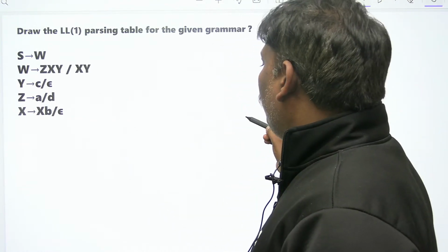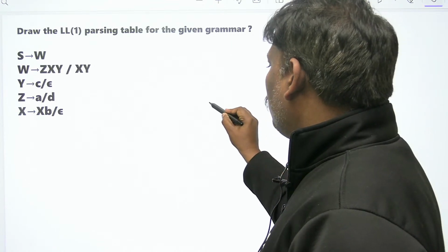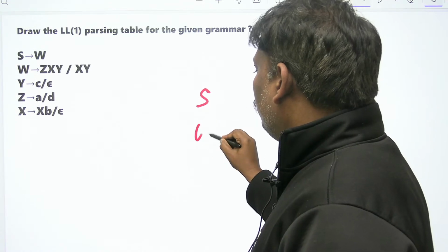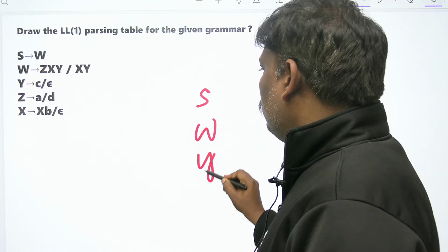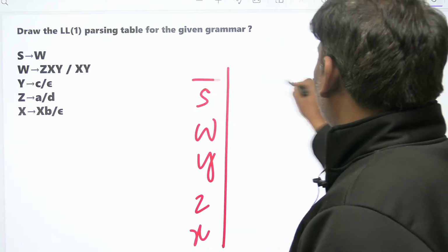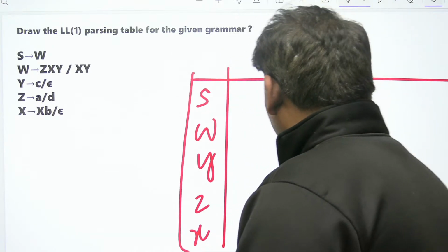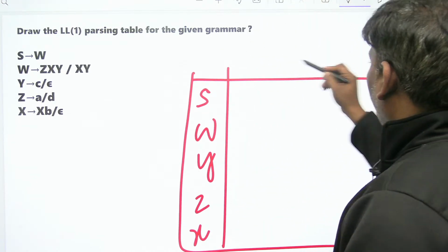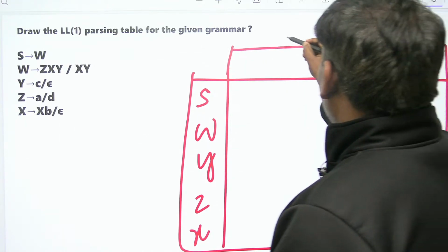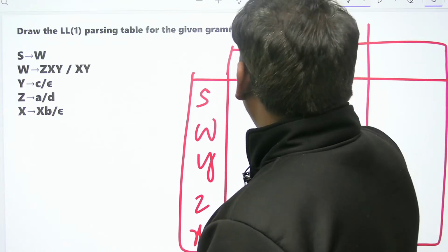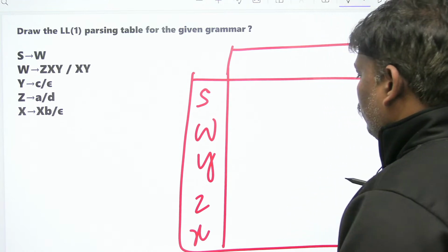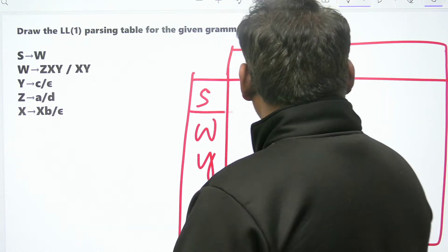Can you help me now? How many variables are there? 5 variables, so 5 rows. Let me write S, W, Y, Z, X. 5 variables, 5 rows. That is fine.